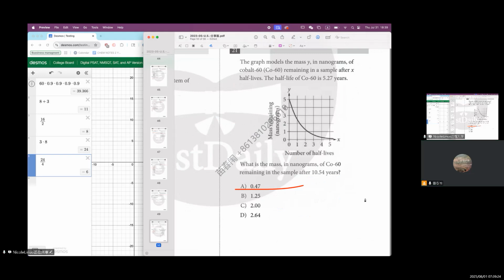Originally it's 5. After one half-life, it's 2.5, right? And after another half-life, you become 1.25, half of 2.5, and then the time again, 0.5, 1, 2, 5. It's about here. Every time, after every half-life, you become half of the original value. Okay.